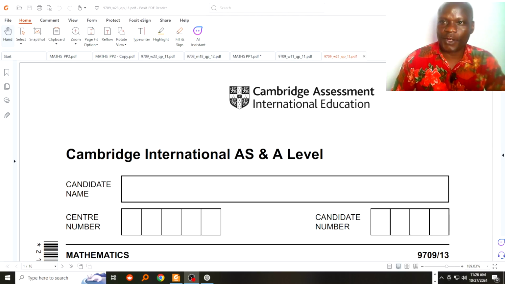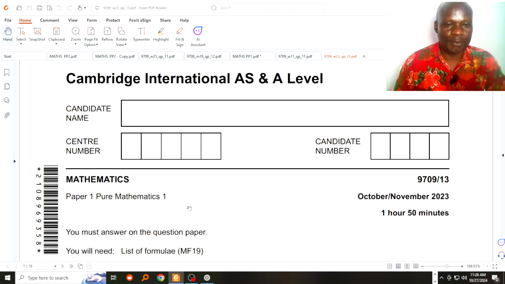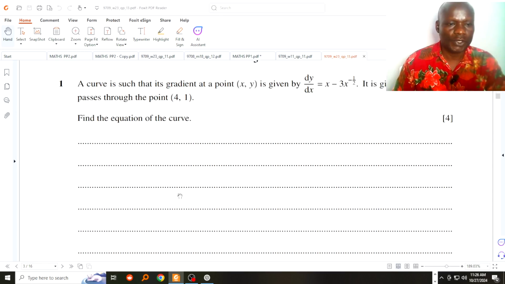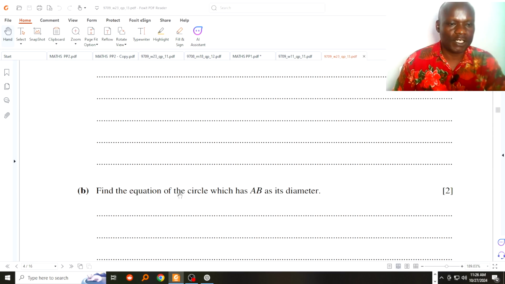The other question we consider today comes from the exam, Cambridge Assessment International Education, Cambridge International Advanced Subsidiary and Advanced Level. This is paper 1, pure mathematics 1. The code is 9709/13, which was taken October/November 2023. And we are interested in question 7.